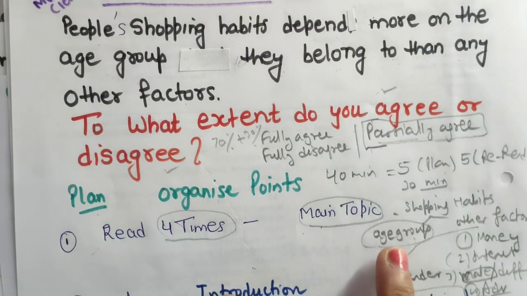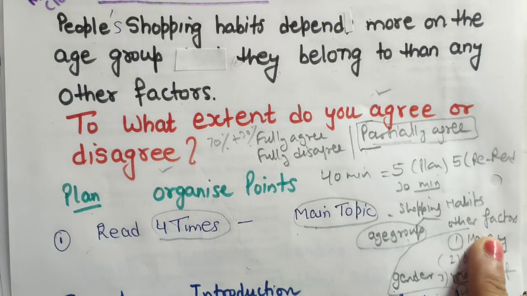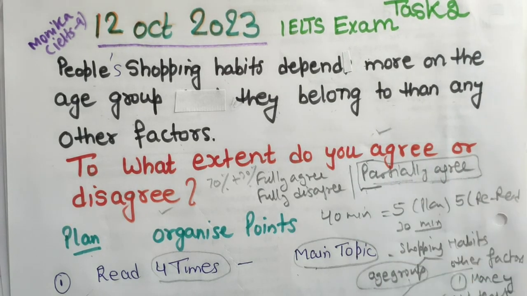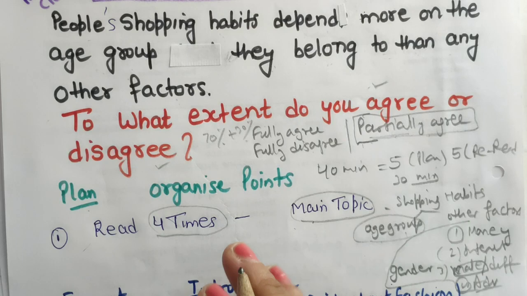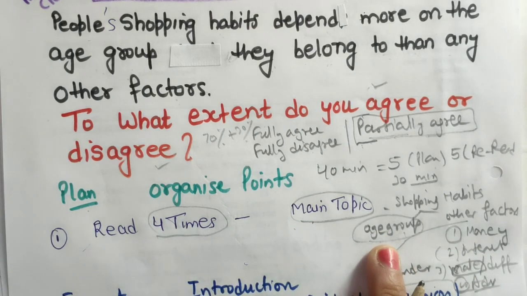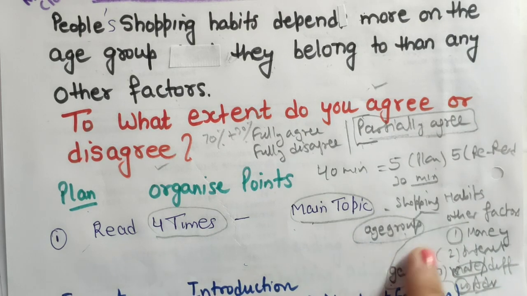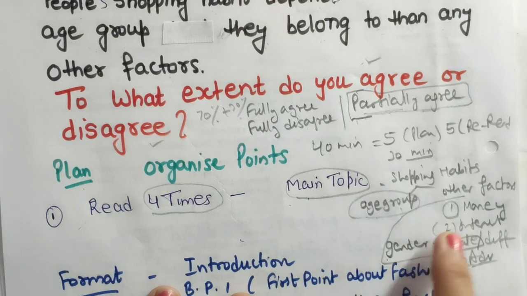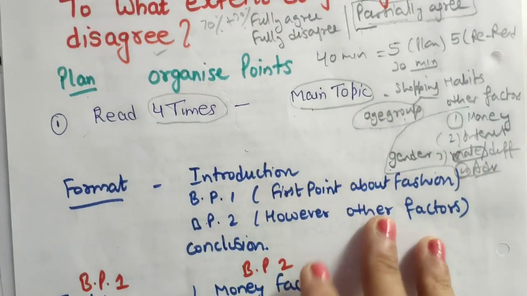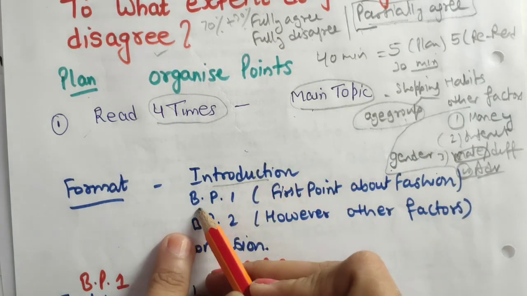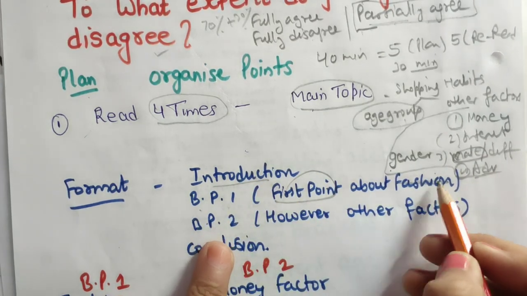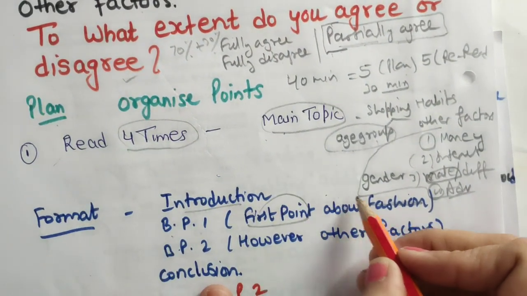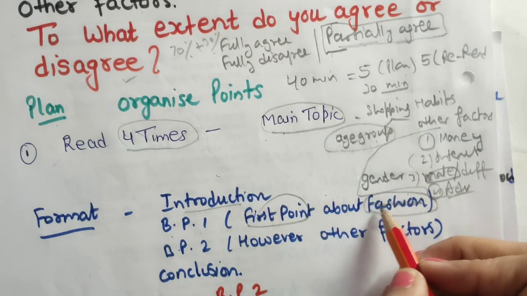Now you decide whether age group is important or other factors are important. That's why I was telling you I will write partially agree, or you can go for fully age group also, discuss the full essay about age group and divide the essay into different age groups. But I will write partially agree. Of course, you should know the format. First, the introduction. In the body paragraph we will talk about this age group. In age group, definitely younger people will go for fashionable and trending clothes.